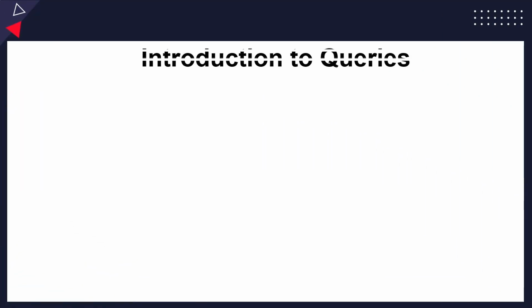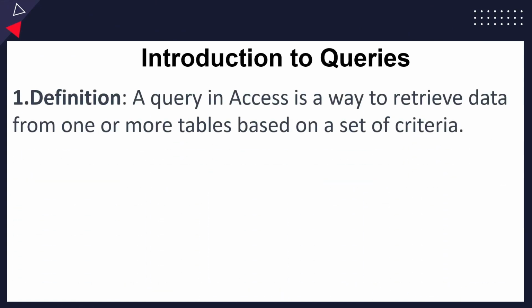Now, to begin with, what are queries? Queries are objects that help us to retrieve data from one or more tables based on some set of criteria. The primary purpose of databases is to store data, but ultimately, when data is stored, it must be retrieved or accessed. So we always access data through the use of queries.